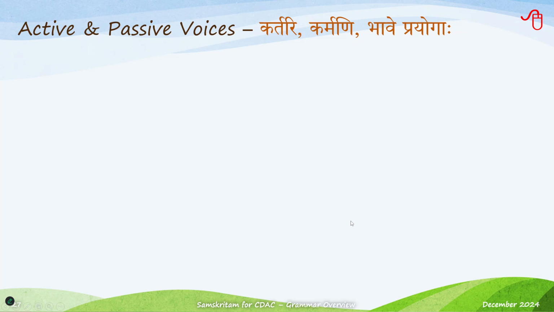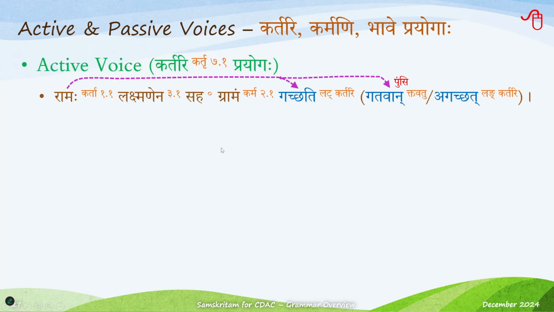Next subject is the voices in sentences. What we know in English as active and passive voices. In fact, there is one more voice called impersonal voice also. So they are called Kartari, Karmani and Bhave Prayogas. Kartari is active voice, Karmani is passive voice and Bhave is impersonal voice. So let us learn them.